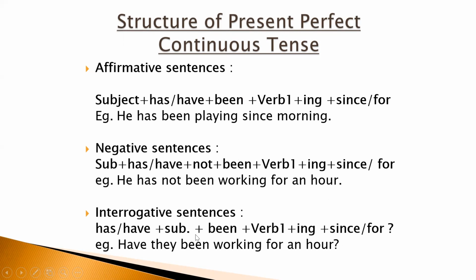Now let us see the interrogative sentences. In interrogative, this helping verb has or have will come in the beginning of the sentence, followed by subject, been, first form, ing, and then since or for. Have they been working for an hour? Have is the helping verb which will come in the beginning, then subject they, been, first form ing, for an hour. Have they been working for an hour? If the subject is he, this will become has he been working for an hour. I hope the structure is clear.